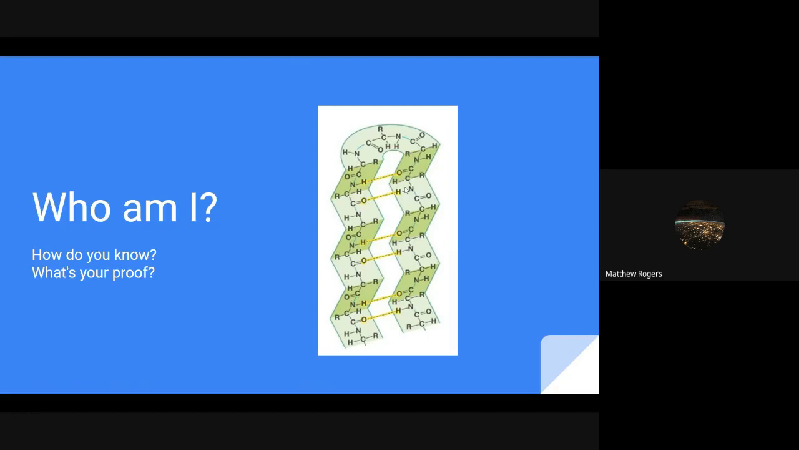And you can kind of see that it's also making hydrogen bonds across the two sides here. That's what these yellow things are right here. And this is a building block of a protein, like an overall protein. So this is the secondary structure of one.